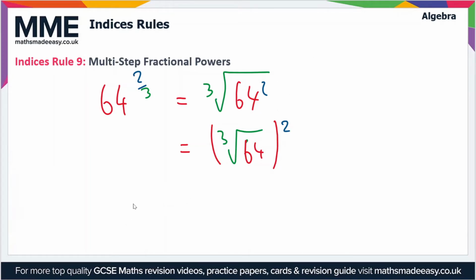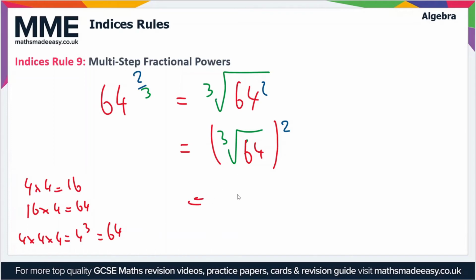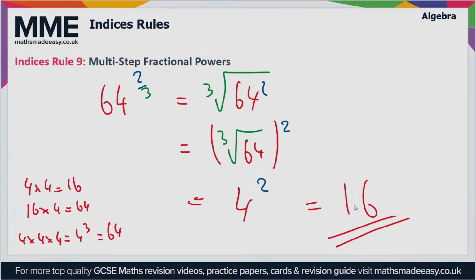So what's the cube root of 64? Well, it's 4, and I'll show you why. So 4 times 4 equals 16. So 16 times 4 equals 64. So let's use the first 2 lines here and just say that 4 times 4 times 4, which is equal to 4 cubed, is equal to 64. So the cube root of 64 is therefore 4. So we can write this expression as 4 squared, and 4 squared is equal to 16. So 64 to the power 2 over 3 is equal to 16.